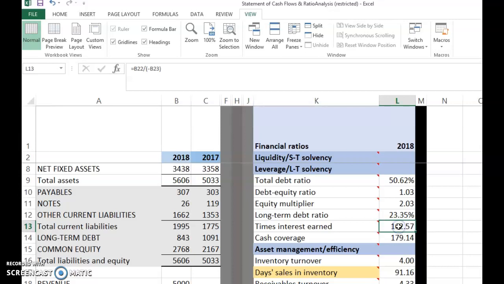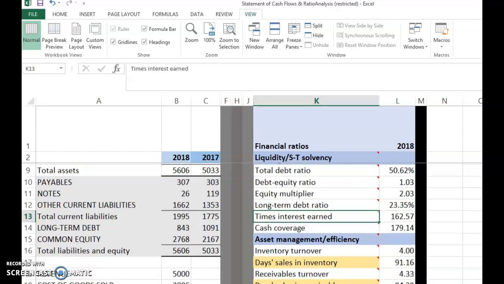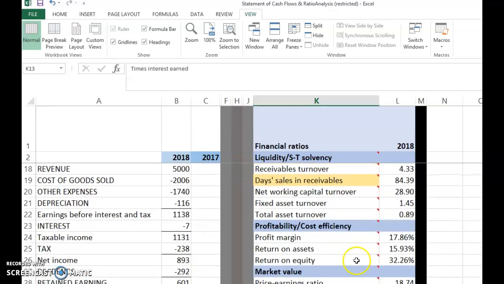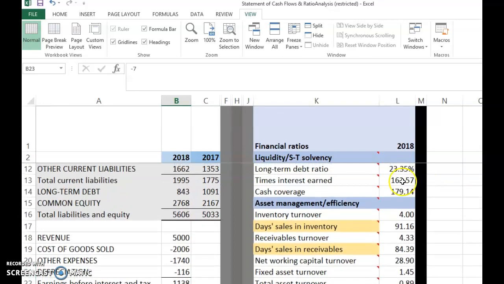Okay, so the formula for times interest earned is earnings before interest and tax divided by the interest. These two numbers are taken from the income statement. You take the earnings before interest and tax divided by the interest. Of course, you ignore the negative sign here, and therefore you get this value, 162.57. So this is a multiple. It means that the company's earnings before interest and tax is roughly 163 times the interest expense.